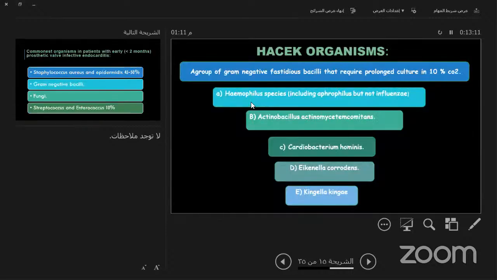HACEK organisms are a group of gram-negative fastidious bacilli that require prolonged culture in 10% CO2, like Haemophilus species, Aggregatibacter (Actinobacillus), Cardiobacterium hominis, Eikenella corrodens, and Kingella kingae.